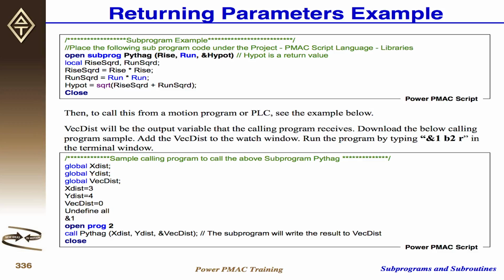So now this 3 and 4 will be passed into this subprogram as rise equal to 3, run equal to 4, and then it will calculate the hypot, and then it will return the value to the vector distance.